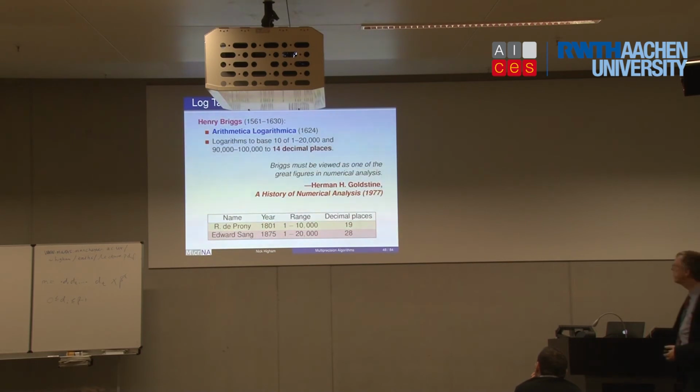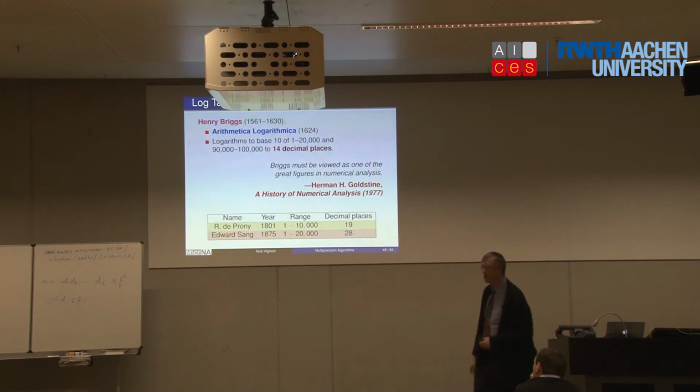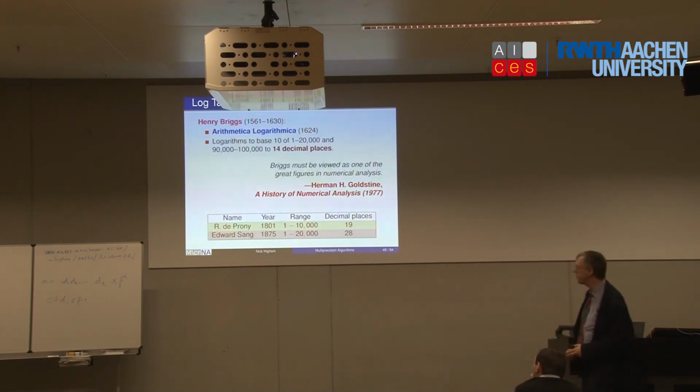Logs of numbers between 1 and 20,000 and up to 100,000. And as Hermann Goldstine points out, Briggs should be thought of as one of the great figures of numerical analysis. In France, de Prony was working to 19 decimal places, and in Edinburgh, Edward Sang to 28 decimal places in the 1800s, by hand. Now, they weren't always getting the right answer, of course, but it's a pretty impressive achievement.